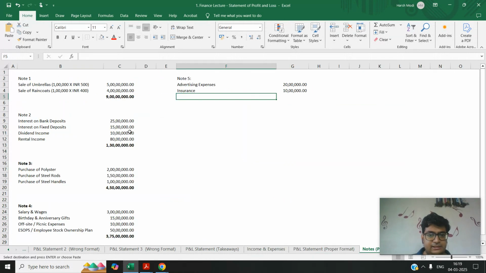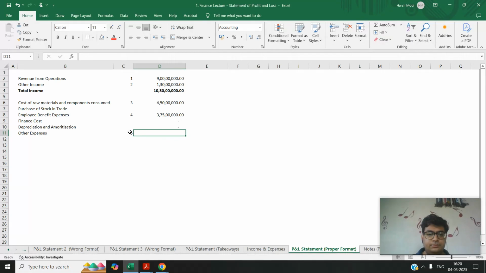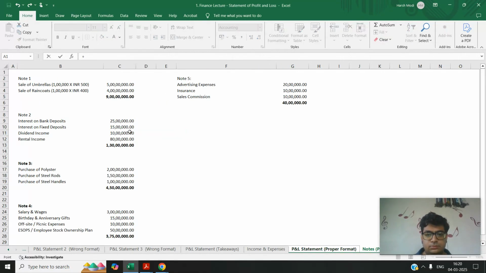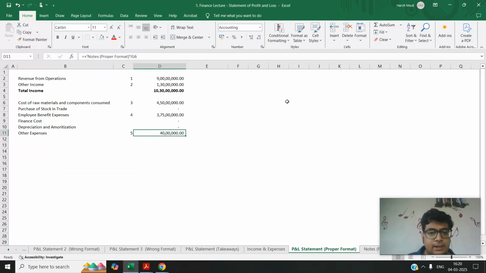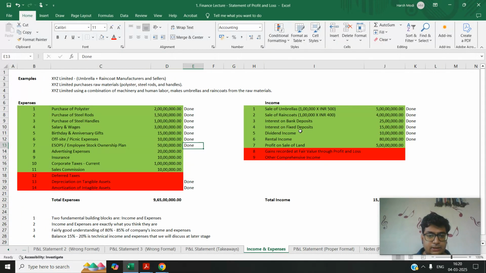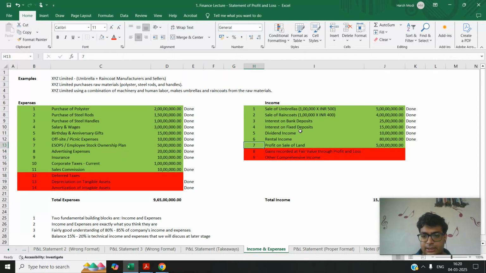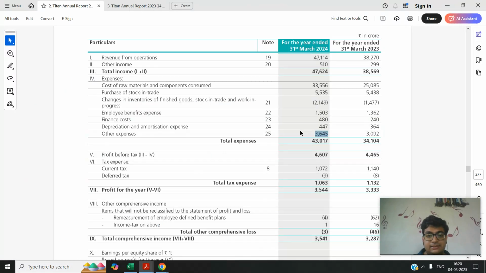And we have sales commission. So yeah, this is 40 lakh. And guys, this is it. These are all our expenses. Let me tag done here. I know we are yet to plot taxes and we are yet to plot profit on sale of land, but this is the format.